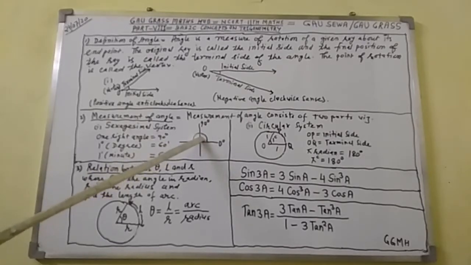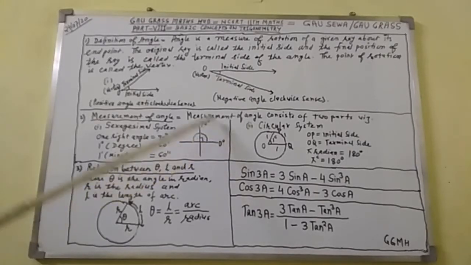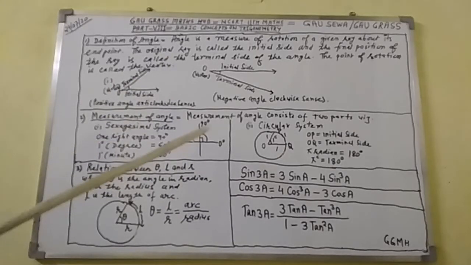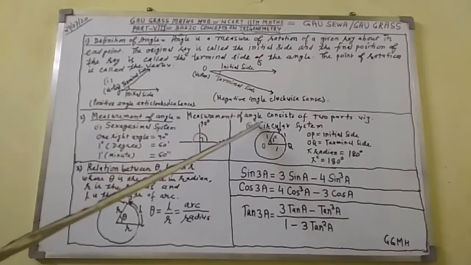That's why the angle from 0 to 90 degree is known as one right angle, equal to 90 degree. 1 degree equal to 60 minutes. 1 minute equal to 60 seconds. These are the formulas. Now come to the next, the circular system.